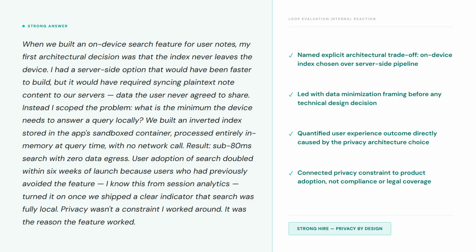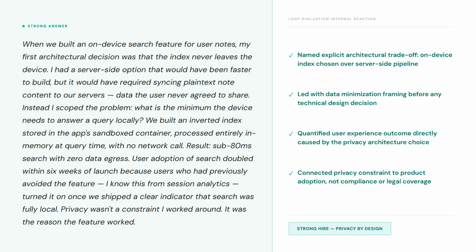Same question, same situation. Listen to how this candidate makes privacy the reason the architecture exists. When we built an on-device search feature for user notes, my first architectural decision was that the index never leaves the device. I had a server-side option that would have been faster to build, but it would have required syncing plaintext note content to our servers. Data the user never agreed to share.